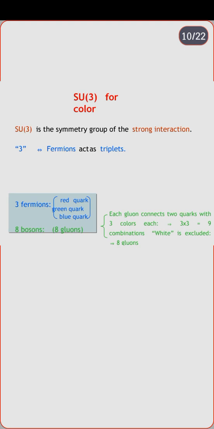SU3 for color. SU3 is a symmetry group of the strong interaction. Here, 3 implies fermions act as triplets. 3 fermions: red quark, green quark and blue quark. 8 bosons, 8 gluons. Here each gluon connects 2 quarks with 3 colors each. This implies 3 x 3 = 9 combinations. Here white is excluded. Therefore 8 bosons = 9 minus 1 = 8 gluons.